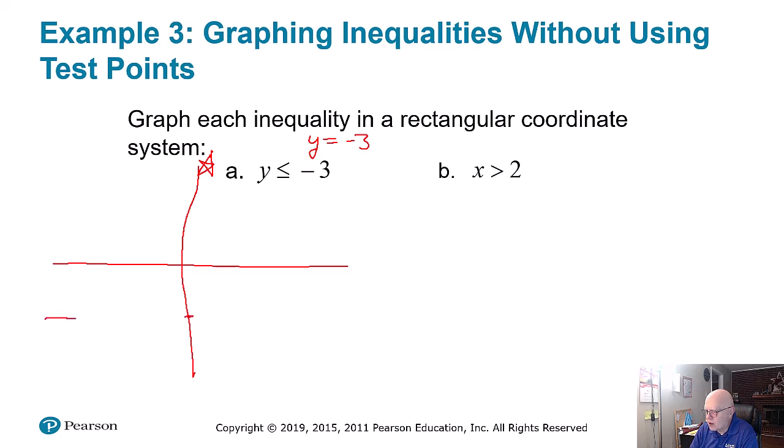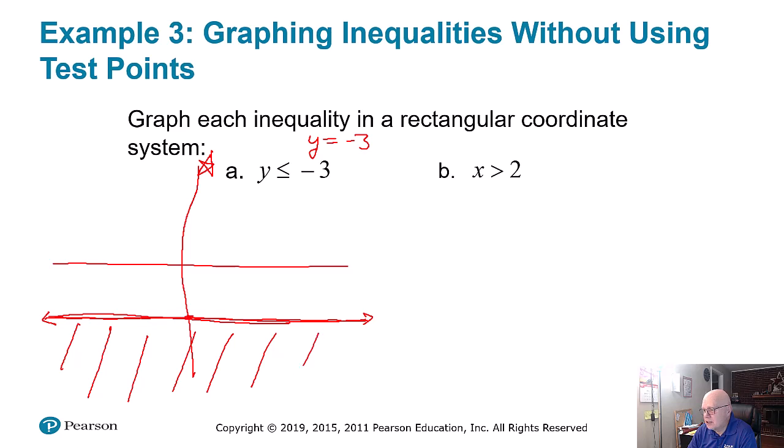So here's my line. Now I draw a solid line because it's y less than or equal to -3. So make that solid so it looks different from the x-axis. There we go. There's our line. Arrow at both sides. Now, do we have it above the line or below the line? Well, this is less than, so it would be shading below the line, below and including the line too, remember.